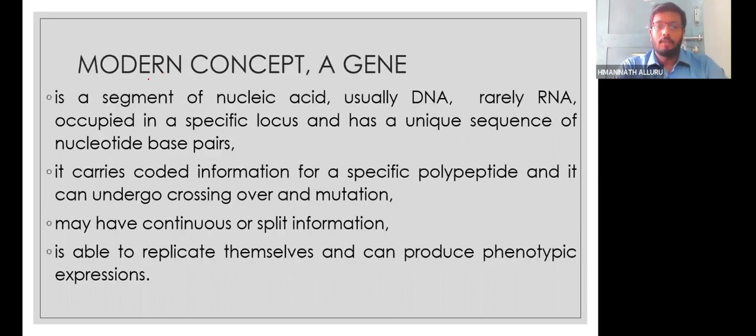But the modern concept of gene definition is completely different. Students, it is there in the book also a little, and we need to put more into them: a segment of DNA that is occupied at a specific locus and has a unique sequence of nucleotide base pairs, or it carries the coded information to code a polypeptide chain. The gene may be continuous or split. It is able to replicate itself and also able to produce the phenotypic expression. These are all the modern definitions.